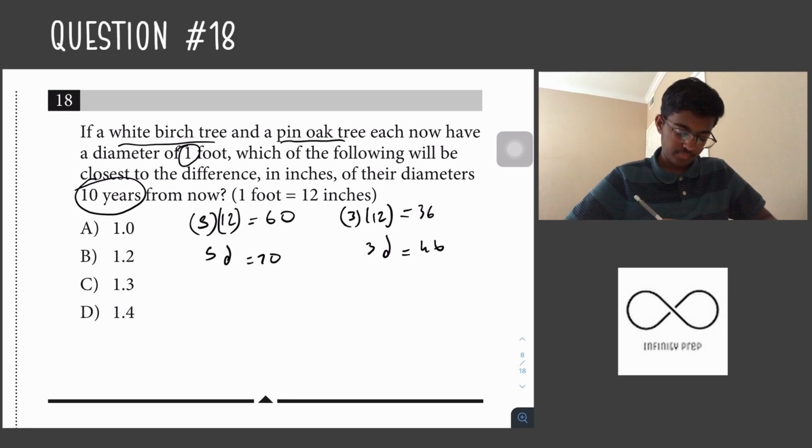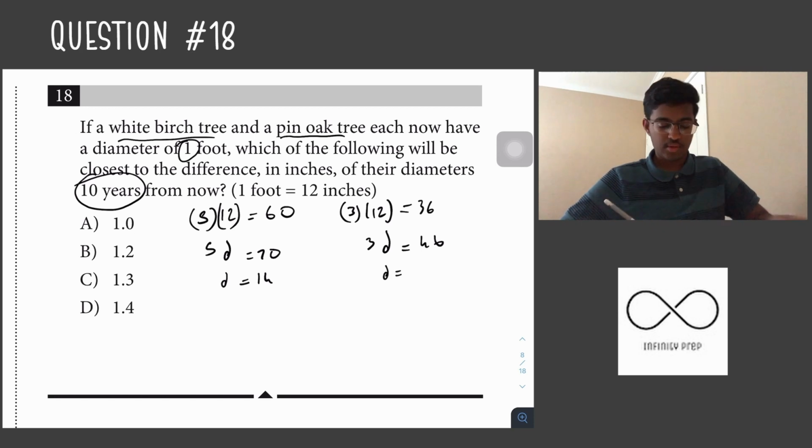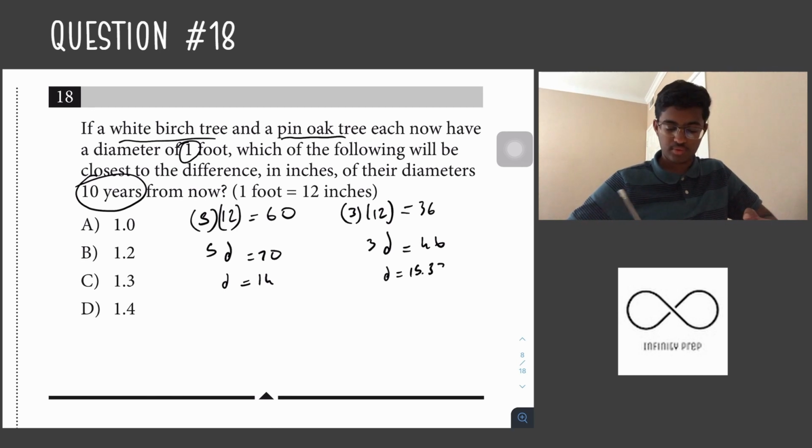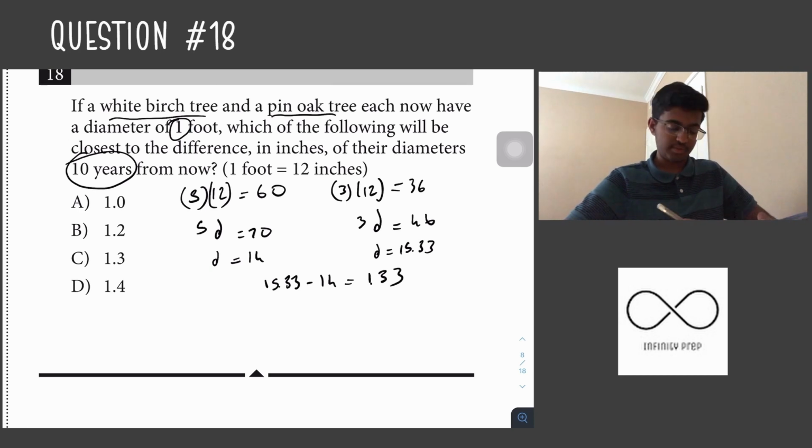And now we need to solve for d for both of these trees. D for the white birch tree is 14, and the diameter for the pin oak tree is 46 divided by 3, which is 15.33. Now what we need to do is find the difference in their diameters. So 15.33 minus 14, which is 1.33. This is closest to answer choice C, which is 1.3.